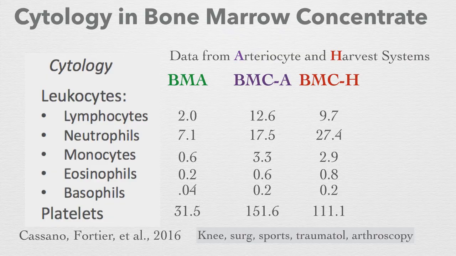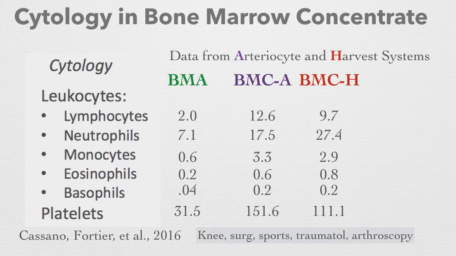In terms of the cytology in bone marrow concentrate, this is data from a publication from Cassano and Fortier in 2016. We can see that the commercial systems evaluated in this study were the Arteriocyte and Harvest systems. In these columns, you can see the cytology in bone marrow aspirate. You can see these counts here. You can see that after centrifuging, these numbers are improved. They're further concentrated, so that the cellular content is clearly affected by centrifuging the bone marrow aspirate.